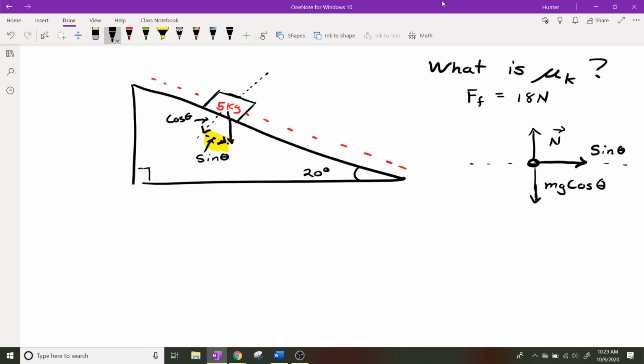It is not just acceleration. It is the force of gravity. Okay. So what is my force of gravity? No. Force of gravity. 50 newtons. Okay. So I can go ahead and change this mg cosine theta.